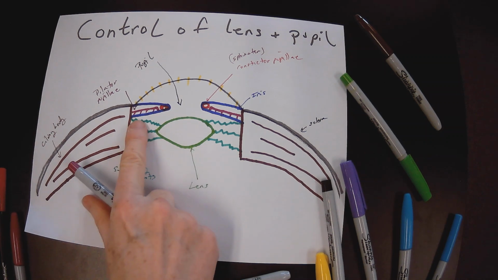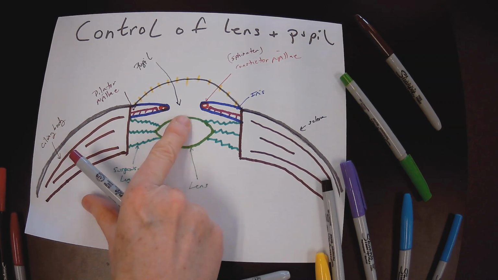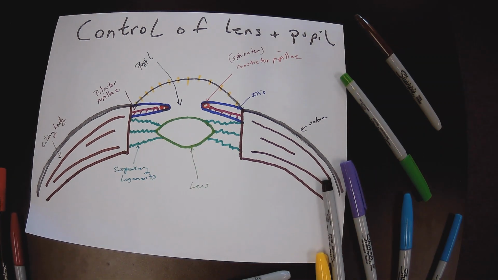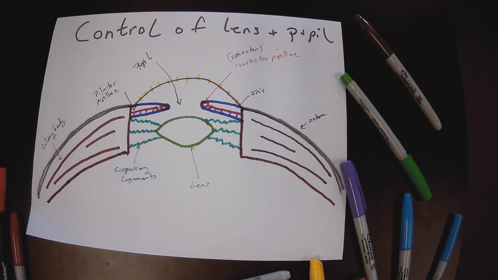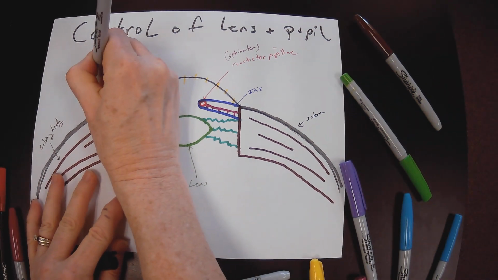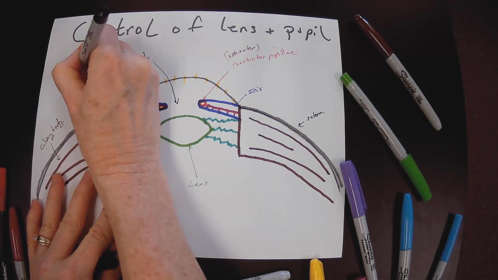Okay, so your dilator pupillae, if it contracts, you're going to cause pupillary dilation, right? So you're going to get bigger pupils. And does anybody know if that's a sympathetic or a parasympathetic response? So if the tiger's chasing you down the road, do you want your pupils to let in more light or less? More light, right? So this is under sympathetic control. The dilator pupillae is under sympathetic control.